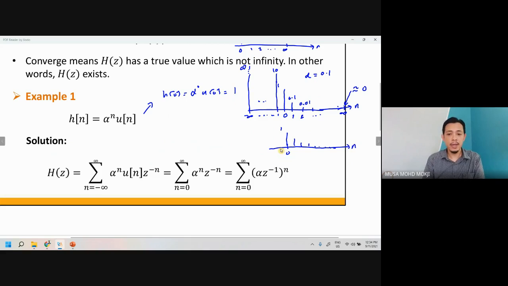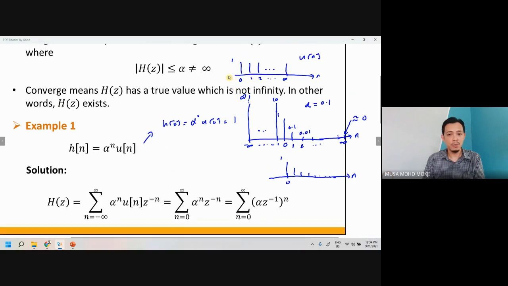Okay, so for n negative, everything will become 0 because you already multiply with 0 because of the u[n]. Okay, so clearly, what is the length? The length is infinity because you have values from 0 up to infinity. So this is IIR, infinite impulse response.